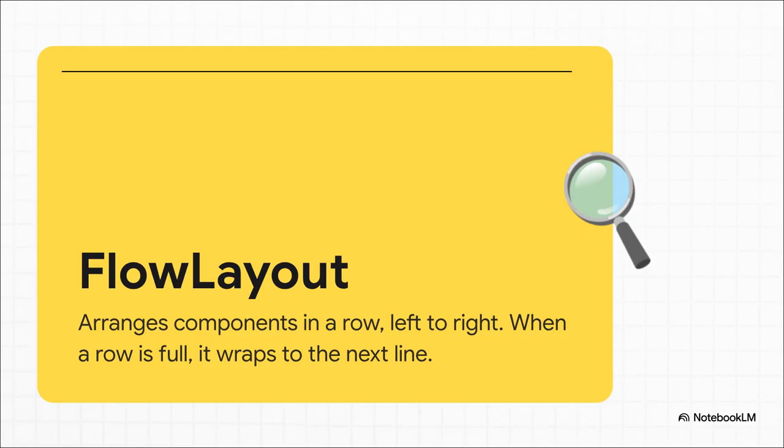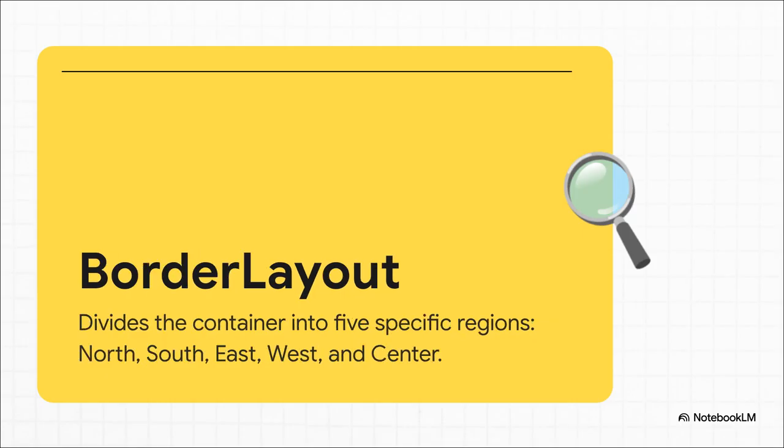Simple as that. Next, we have BorderLayout. Now, this one is perfect for your typical application windows. It splits the container into 5 distinct regions: north, south, east, west, and a big main area in the center. Just think about putting toolbars at the top and maybe a status bar down at the bottom.